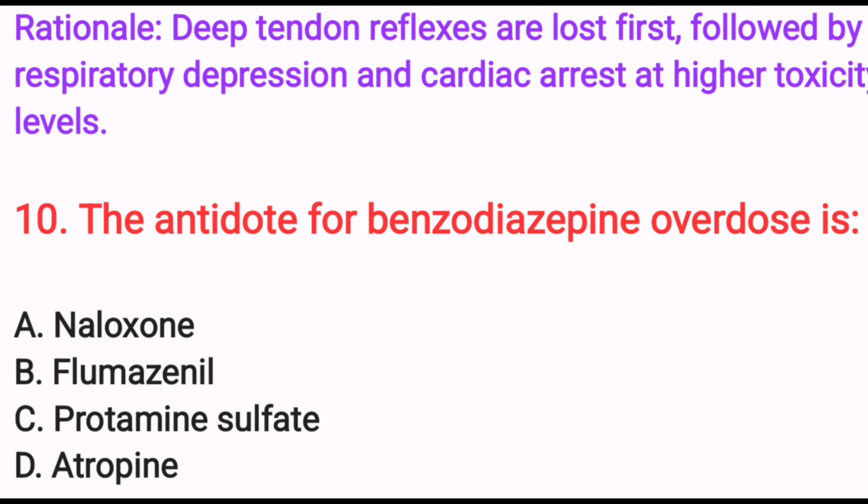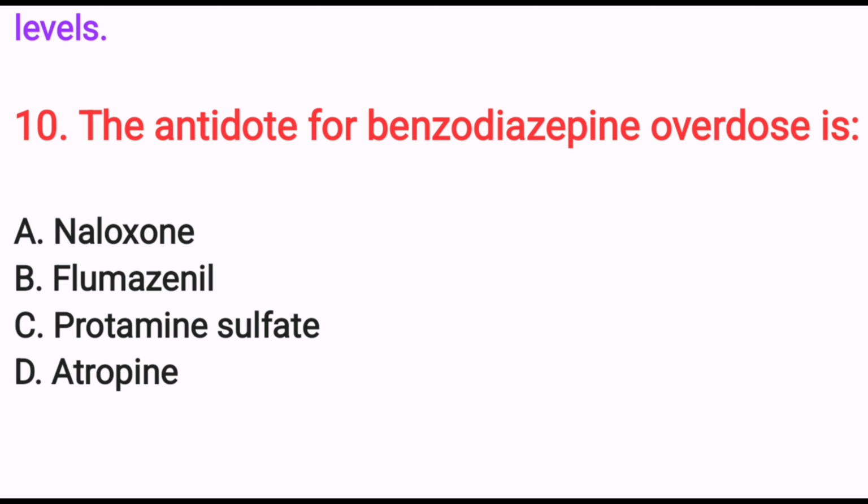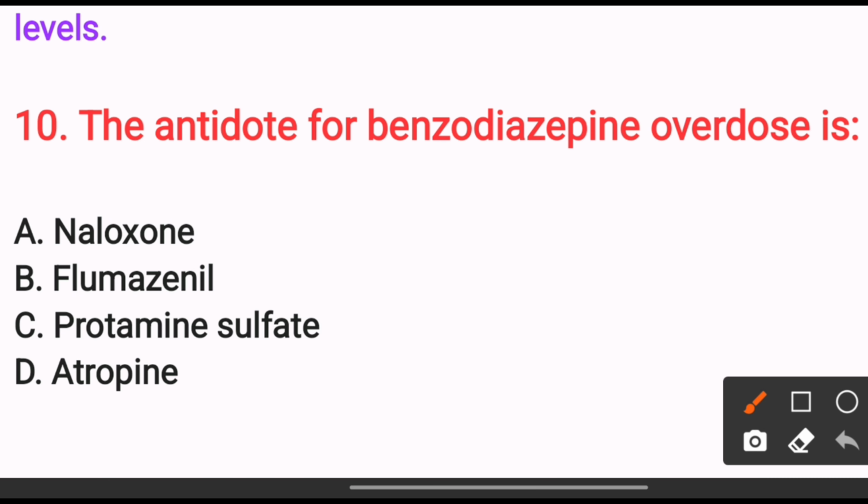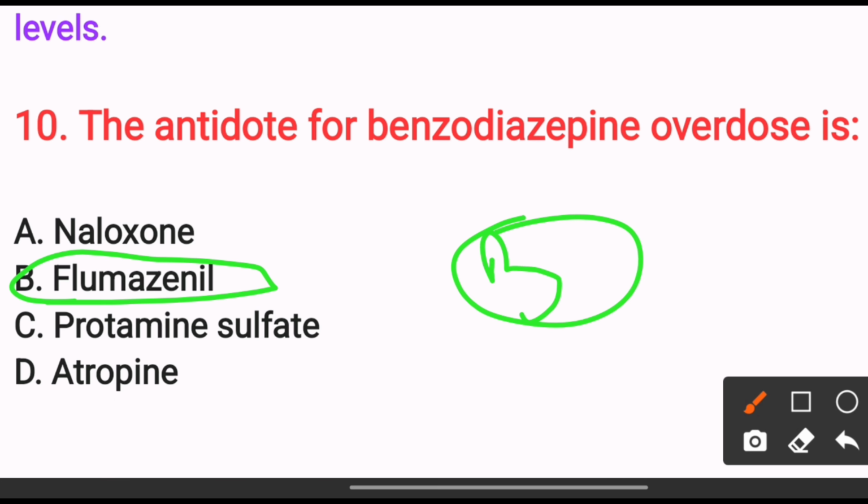Next, the antidote for benzodiazepine overdose is option A naloxone, option B flumazenil, option C protamine sulfate, option D atropine. The answer is option B, flumazenil. Option B is the correct answer.